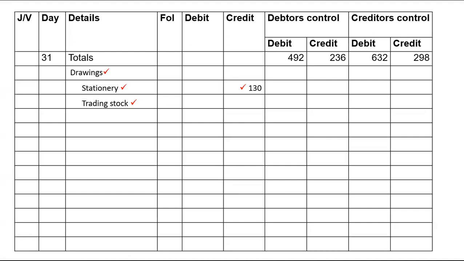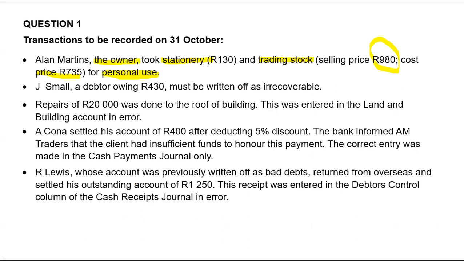As I highlighted, you will notice that you were given two values for trading stock. Which value do you have to take there? Are you going to take the 980 or the 735? You definitely have to take the 735 because that is their cost price. Whatever the owner takes from the business must be recorded at cost price.